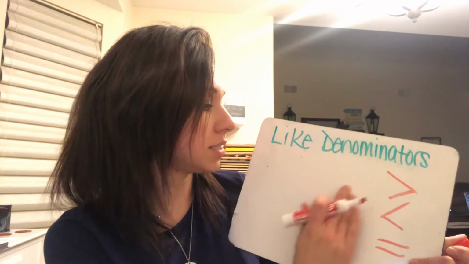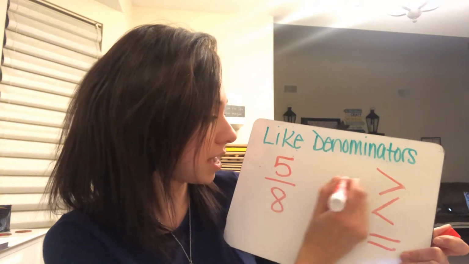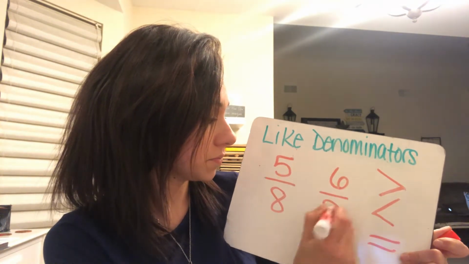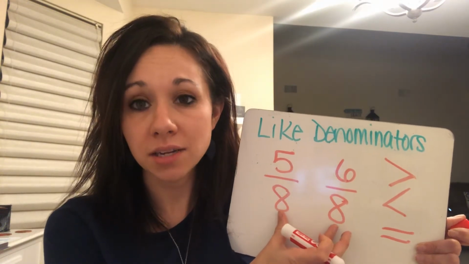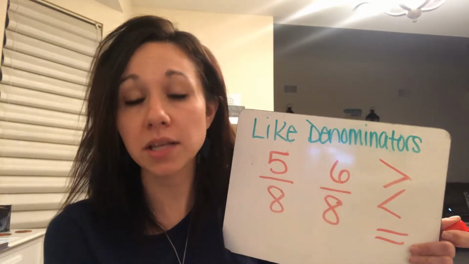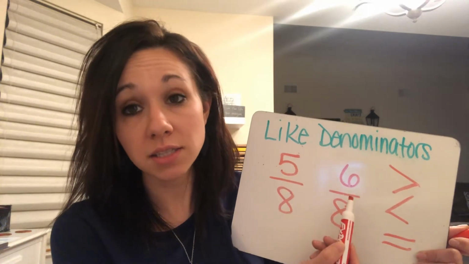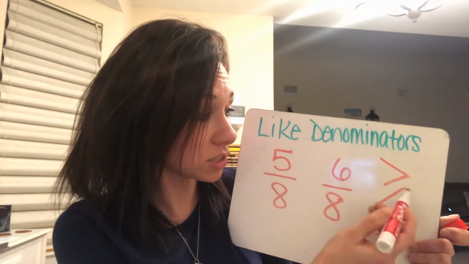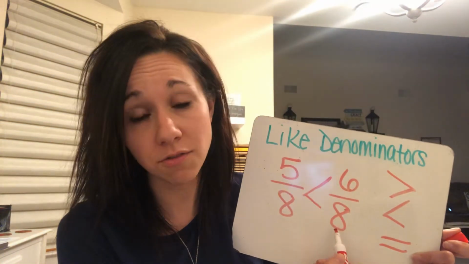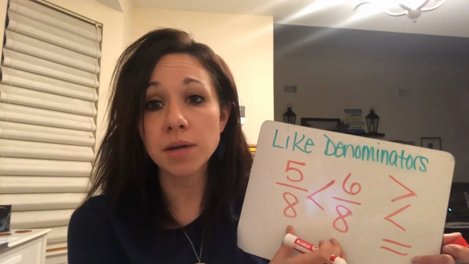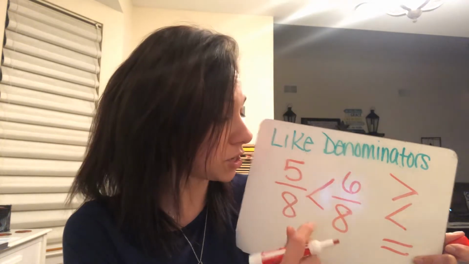Another example of this is if we had 5/8 and 6/8. We have the same denominator, the same digit as the bottom number. We look up to our numerators and we want to compare these numbers. So we have the digit 5 and the digit 6. Which digit is greater? The digit 6 is greater, which means the alligator wants to eat the fraction of 6/8. Remember, when the denominators are the same, you're checking out your numerators. Whatever is greater is the answer.